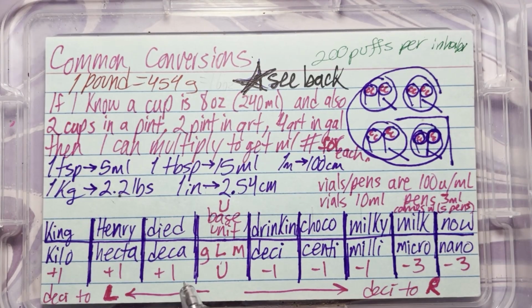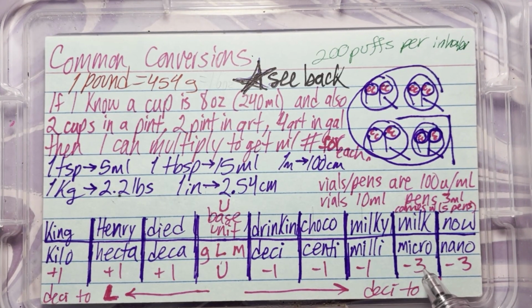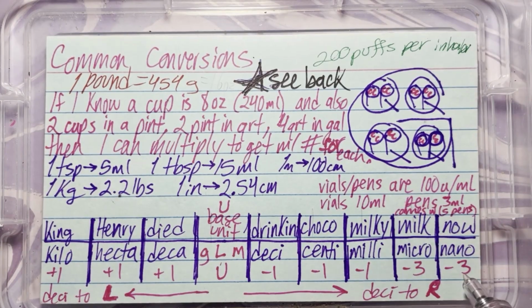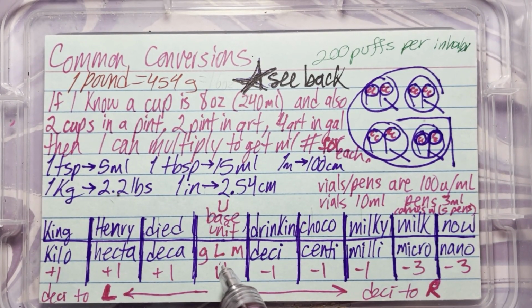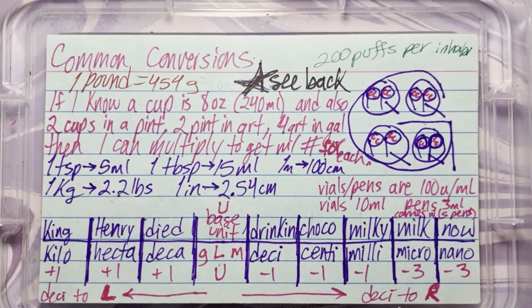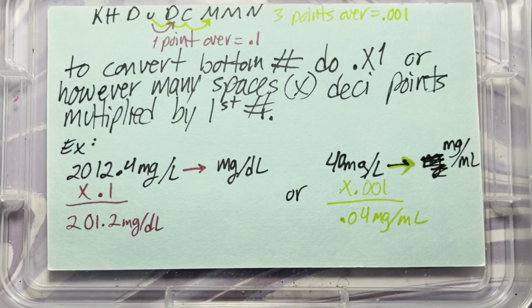You're going to be doing +1 going up this way and -1 going this way until you get to milk. Then it turns into -3 and then -3 again. So to convert to each, like if you need to go from liters to milliliters, you move the decimal to the right 3 times. 1, 2, 3. And same thing for here. Okay, and now I'll let you pause and take a look at this if you need more clarification on that.